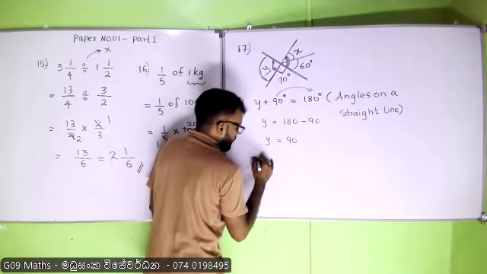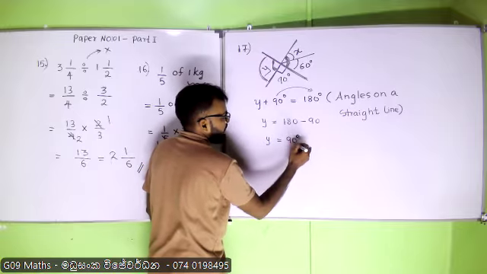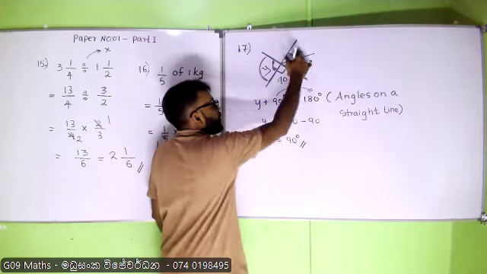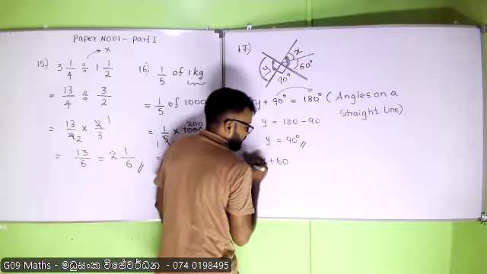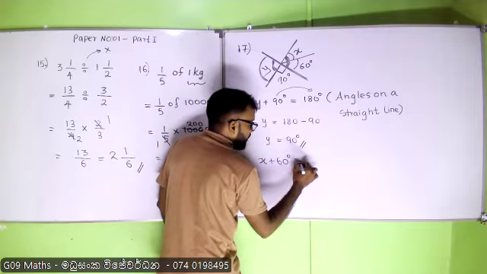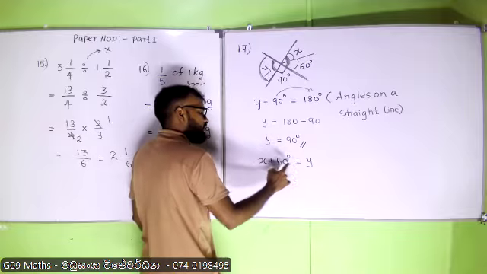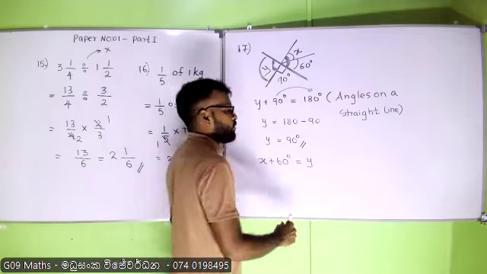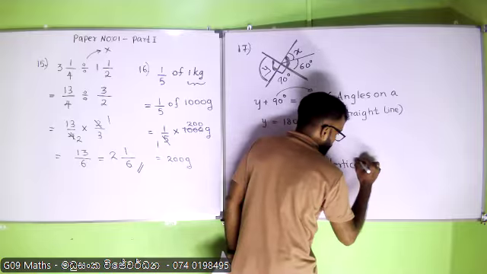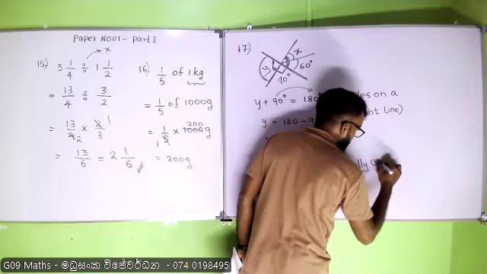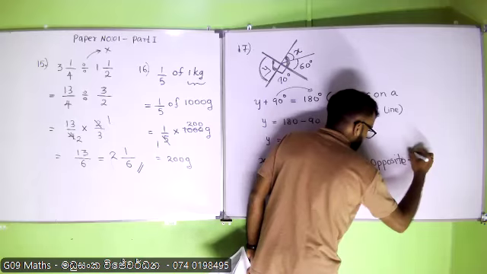Right? So you can write x plus 60. You are going to find x. So already you have found y. Y equals 90. So I will begin from x. X plus 60 degrees equals y. Y, you know already, is 90. What is the reason for this one? Vertically opposite angles. You have to write that. You need to write vertically opposite angles. Correct?